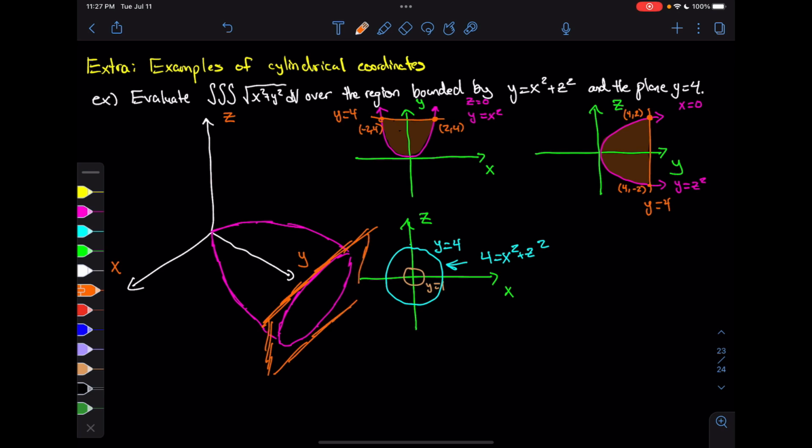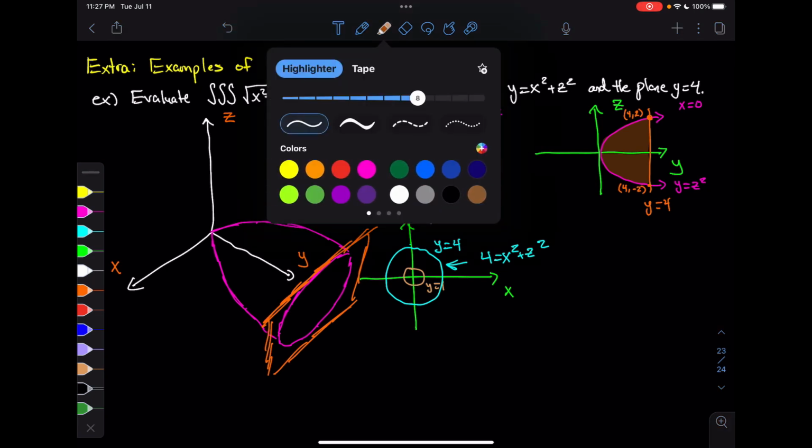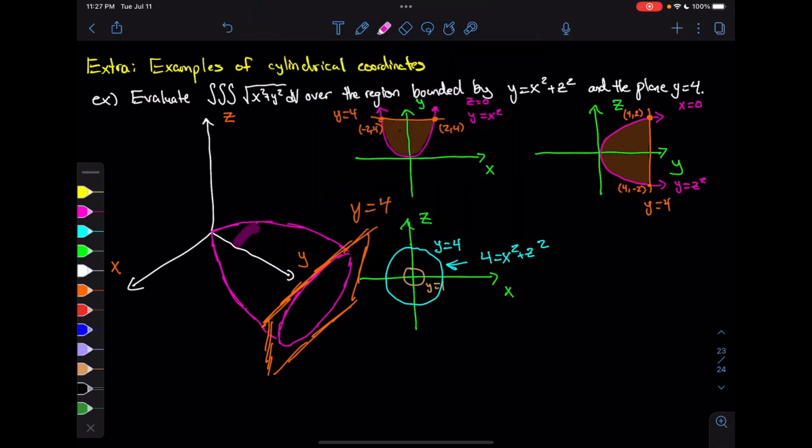And it's cut off by the plane y equals 4. Okay? And so our region of integration for this shape is going to be the body of this paraboloid. Okay, that is what we have to work with here. So let's fill this in so we have a visual. Okay, and we know that these cross sections are all circular in nature, so cool.